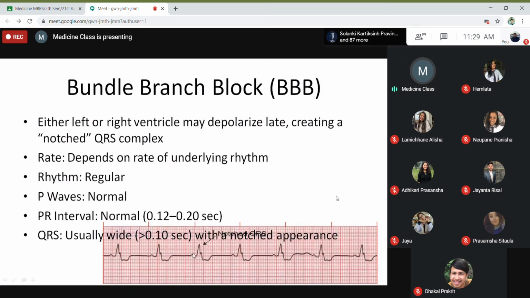The P wave is normal, the PR interval is normal, but the QRS will be broader, more than 0.1 seconds. If it is more than 0.12, then we call it a complete bundle branch block. If it is between 0.1 and 0.12, then it's called an incomplete bundle branch block.